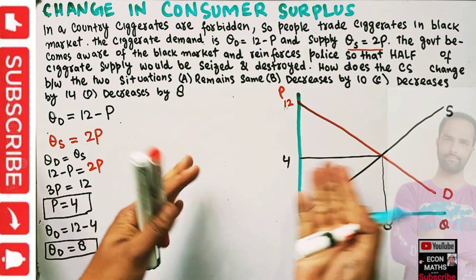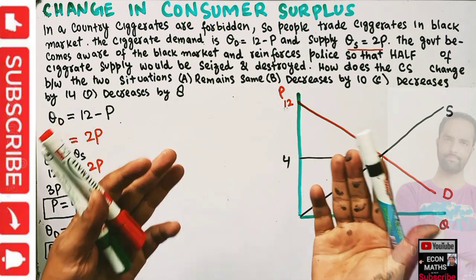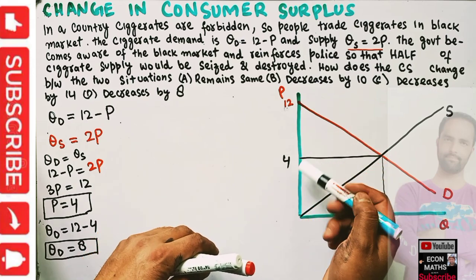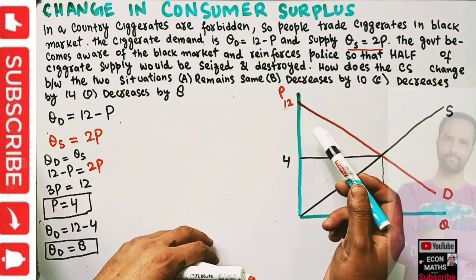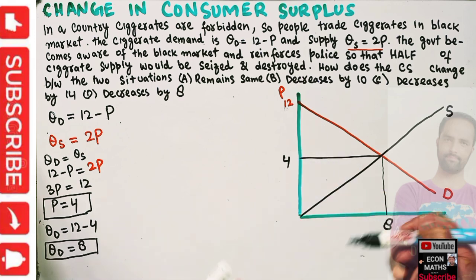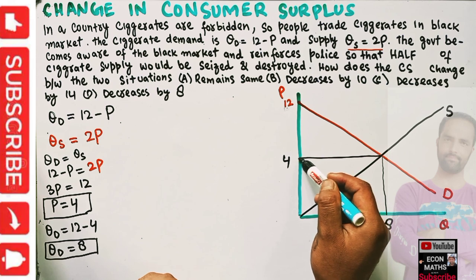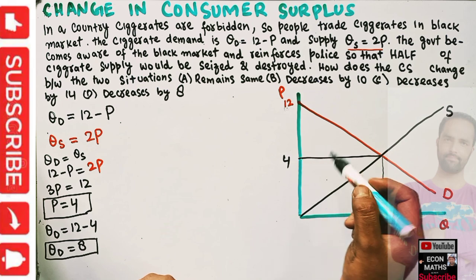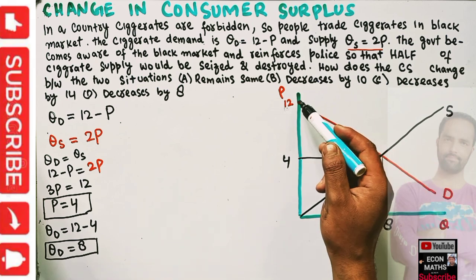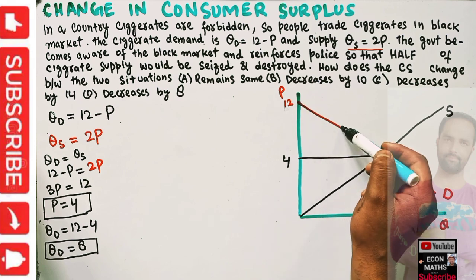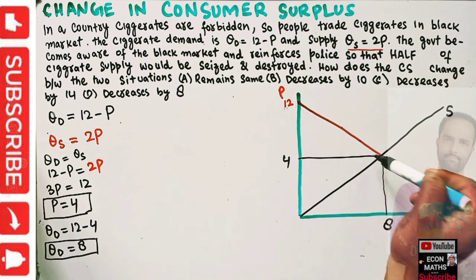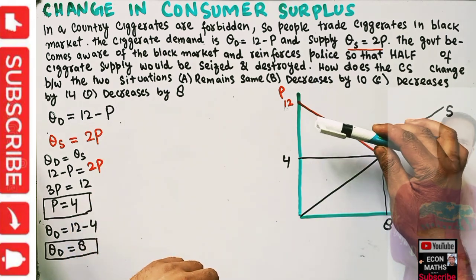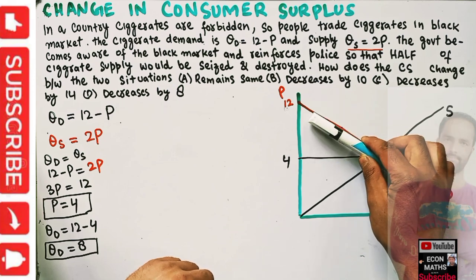Now what is the consumer surplus in this case? What do we mean by consumer surplus? It simply shows the difference between the price a consumer pays and the price he would be willing to pay. If the consumer is paying a price of 4, he would have been willing to pay a price of 12 or 10, 7, 6, 5. So this denotes our consumer surplus, and consumer surplus is the area above the equilibrium price and below the demand curve.